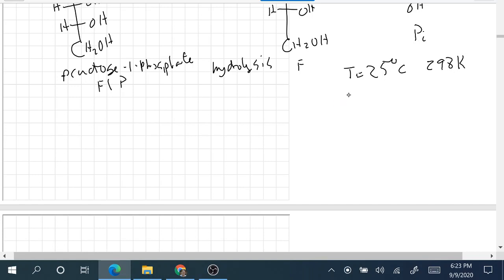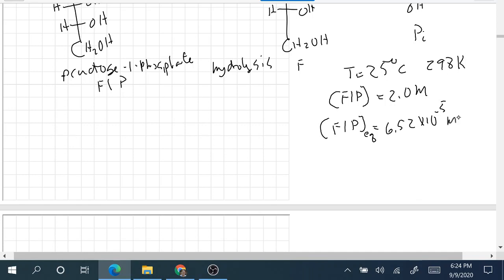Okay, and we're told our initial concentration of F1P is equal to 2 molar. And at equilibrium, our concentration of fructose-1-phosphate is equal to 6.52 times 10 to the negative fifth molar. Okay, so we're looking for Keq and delta G naught.